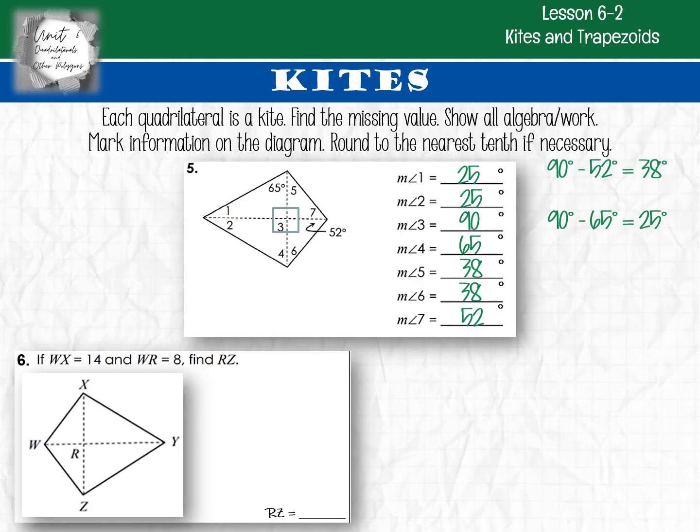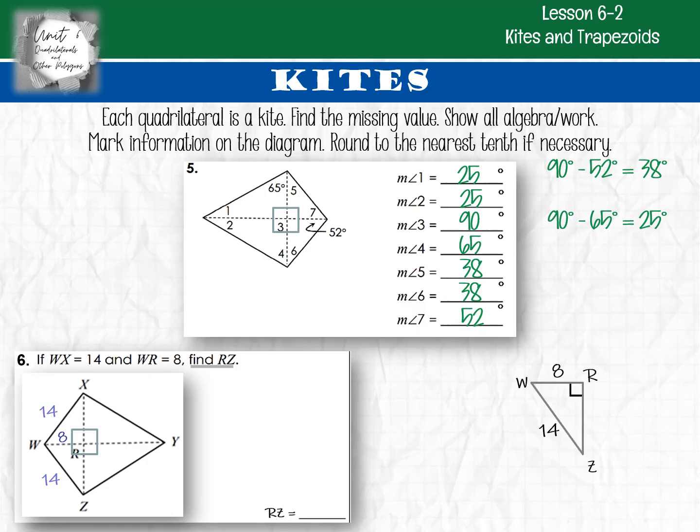Number 6, if WX is 14 and WR is 8, we need to find the length of segment RZ. So that is right triangles, four right triangles in there. The diagonals are perpendicular. The length of segment WX is 14, so the length of segment WZ is the same. The length of segment WR is 8. And we need to find the length of segment RZ. We have a right triangle in there.